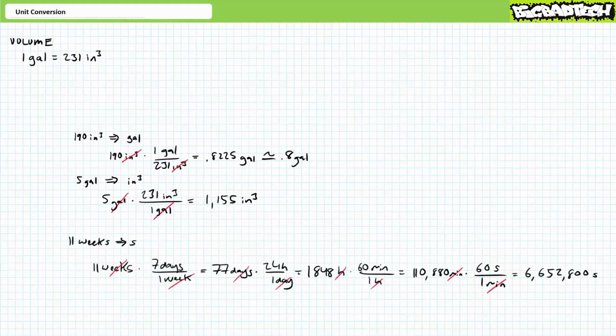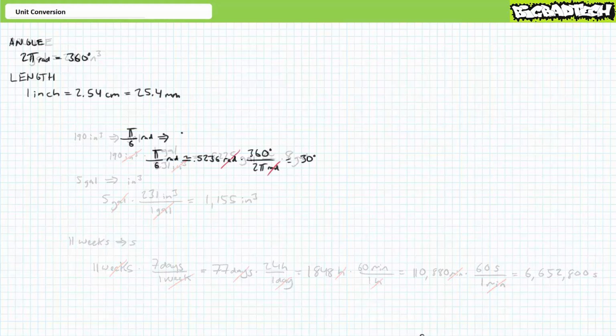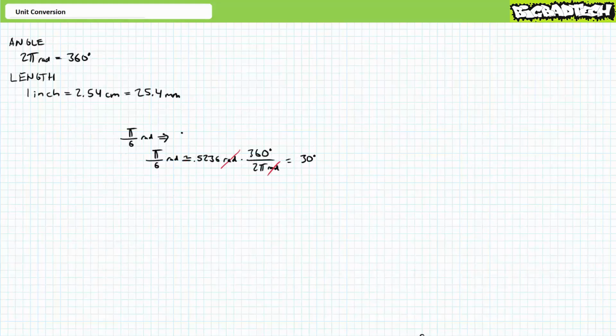Next, we're being asked to convert 11 weeks into an equivalent amount of seconds. This is designed to test your understanding of multi-step unit conversions. First, convert weeks to days, days to hours, hours to minutes, and then minutes to seconds. 11 weeks is equivalent to 77 days. 77 days is equivalent to 1,848 hours. 1,848 hours is equivalent to 110,880 minutes, where we're left with 6,652,800 seconds. Our last set of illustrated examples deal with angle and length.